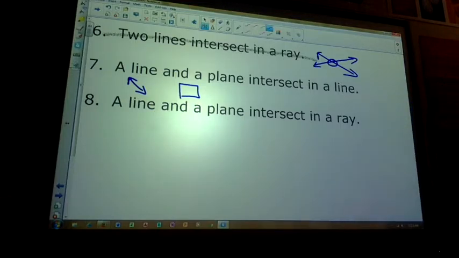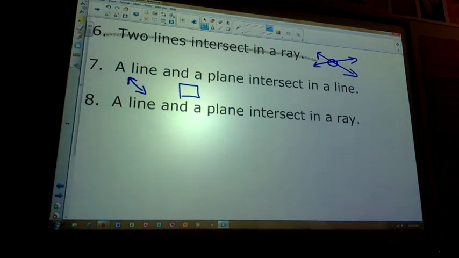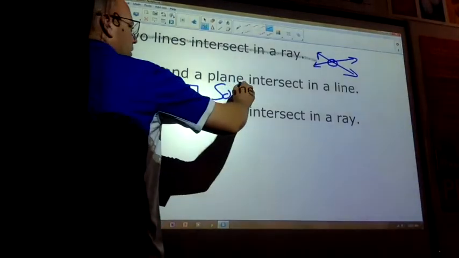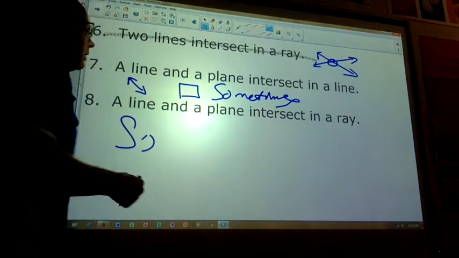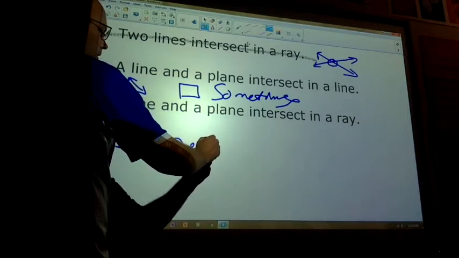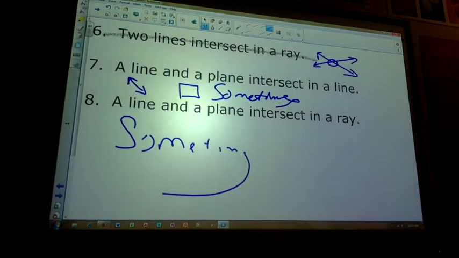So the line and the crutch have to be on the same plane in order for that definition to work. So I'd say sometimes. You didn't know you were bringing in visual effects. A line. So I think sometimes. Oh wait, that's this one, isn't it? Sometimes. Yeah, that's how I write. A line and a plane intersect at a ray. I don't know. We'll throw a sometimes in there because I can't think. We'll call that the answer.